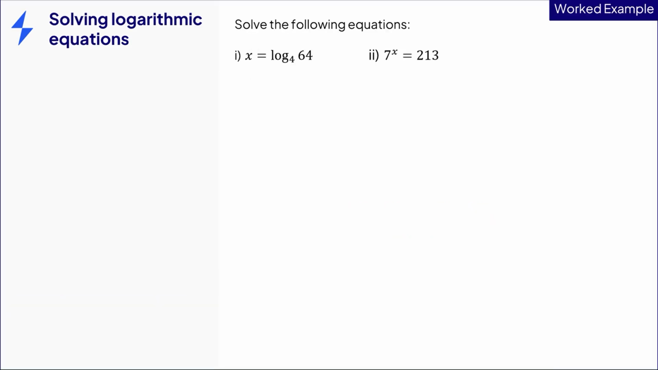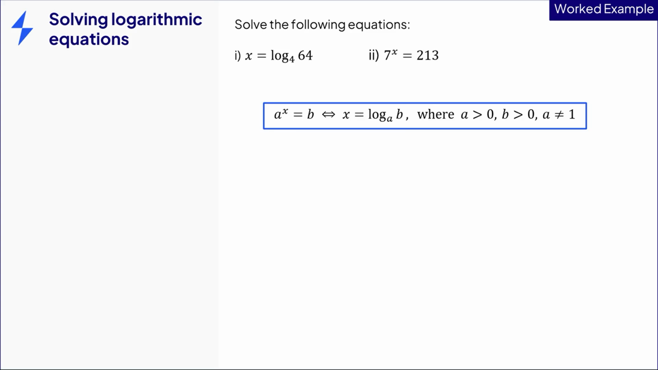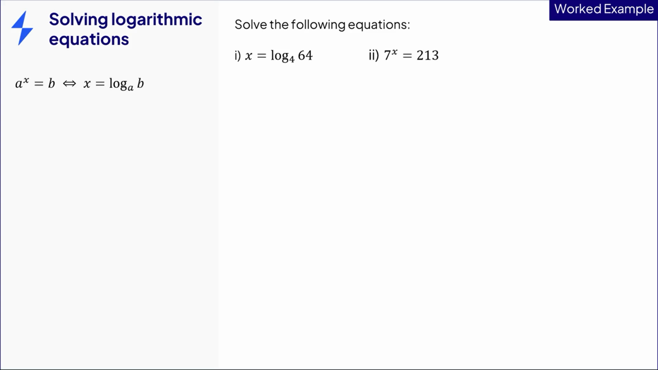Now let's look at a quick worked example. And it's a logarithm question, so let's remember this formula from the exam formula booklet. And how about part 1? It's asking us to solve x equal to log base 4 of 64.